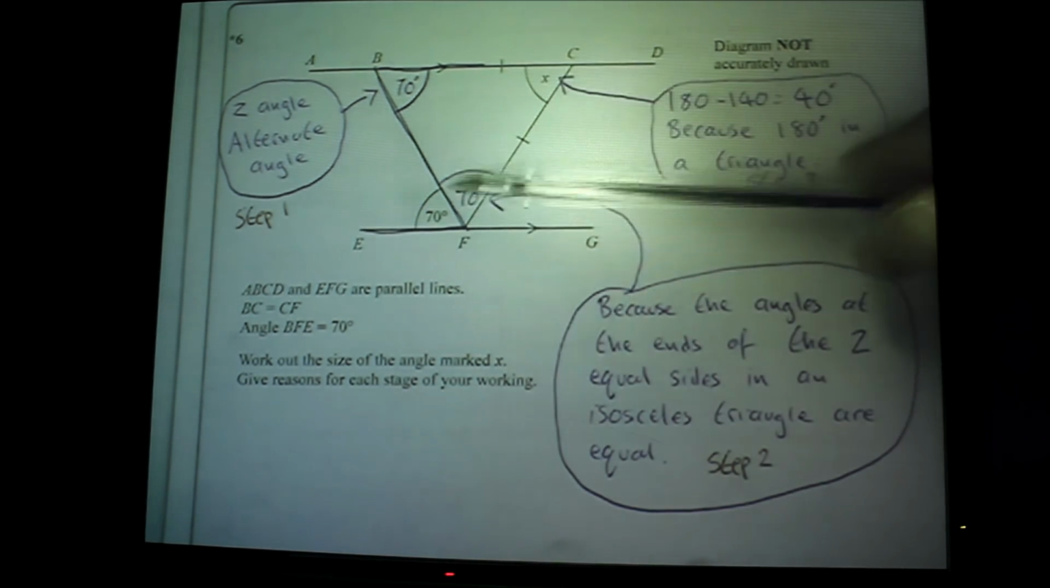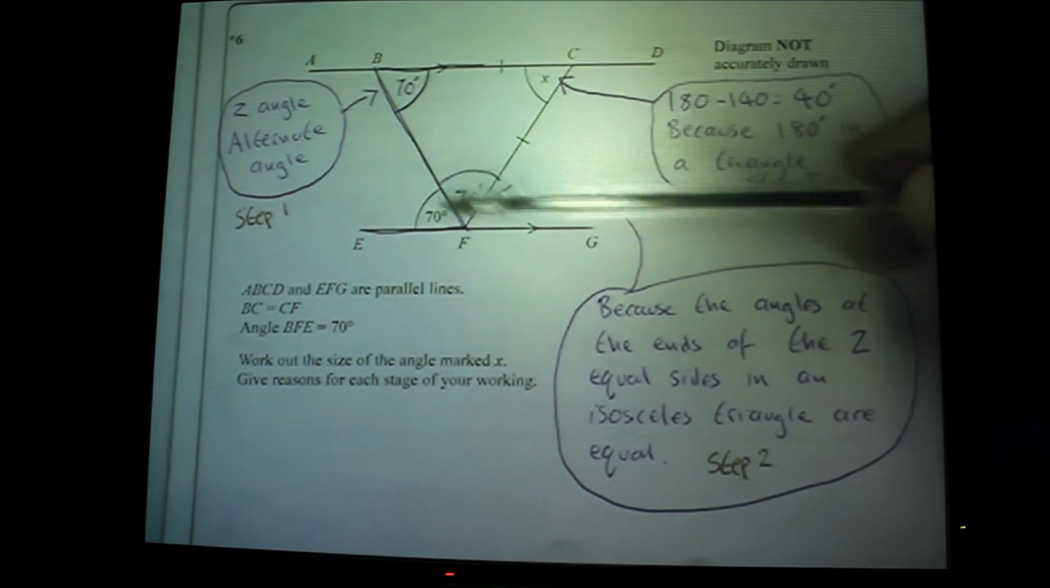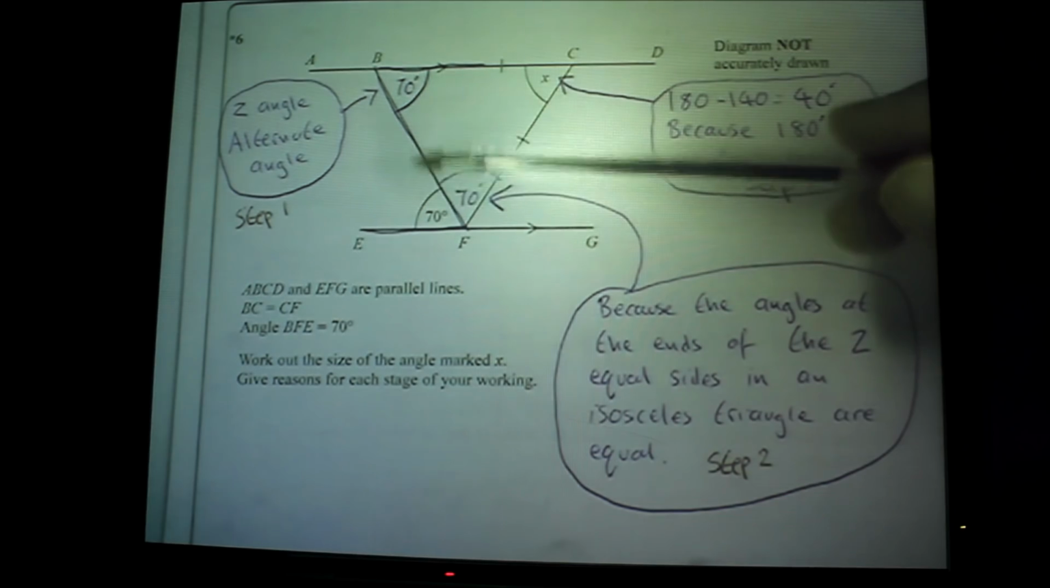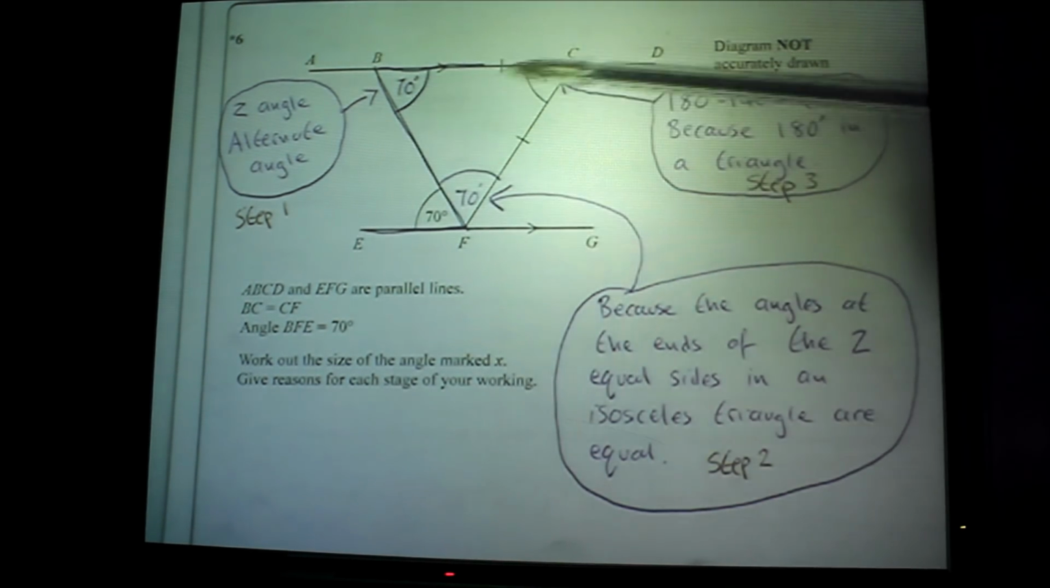They're like train tracks. And I've labelled that, look, it's a Z angle. I've even drawn the Z in case you can't see it. But you've got to use the proper name, so it's an alternate angle. So that's step 1, getting that 70 is an alternate angle.